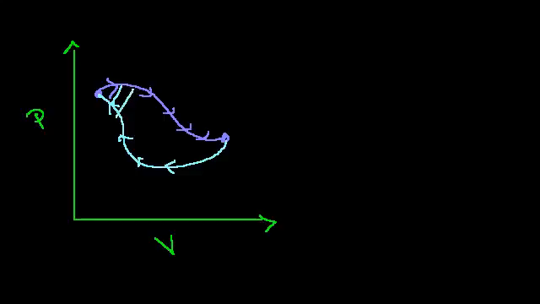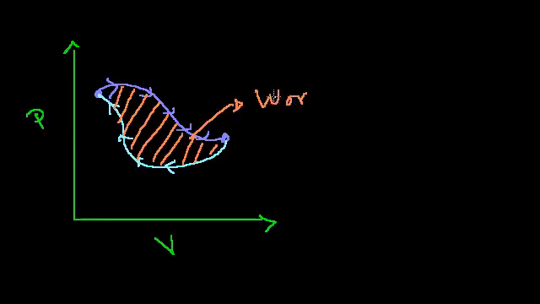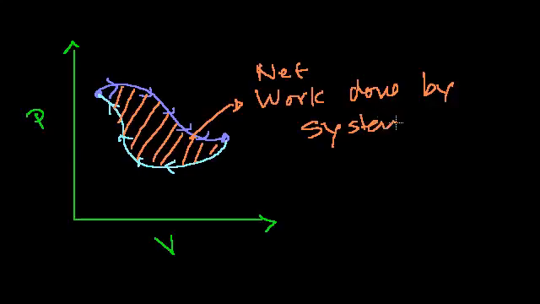So this is, let me do it in a different color. The net work done would be the area inside of this path when I go in this clockwise type of direction. So this is the net work. Let me write net work done by the system.